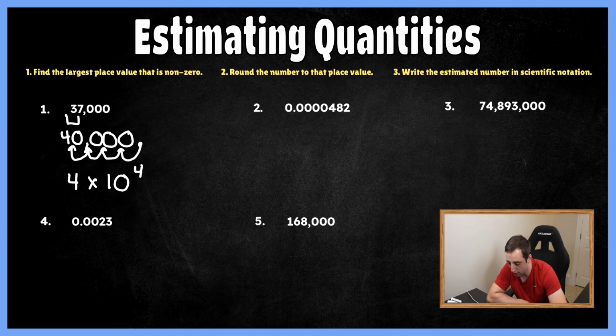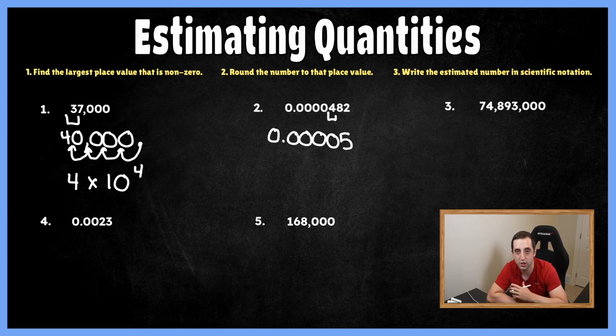So let's go ahead and take a look at number 2. Let's first locate our largest place value that is a non-zero digit. In this case, it's going to be this 4. Now let's take a look at the number that's directly behind it, which is an 8. Well, that's 5 or larger, meaning that we are going to round up. So we have 0.0000, and this will be a 5 now. And then the only thing that's left is let's go ahead and convert this into scientific notation.